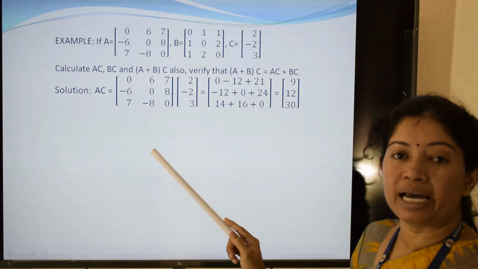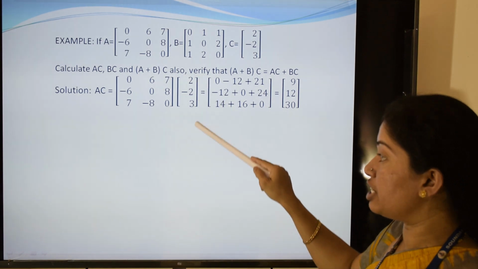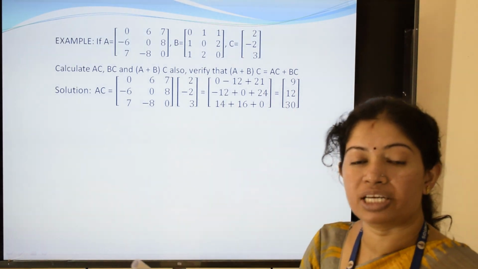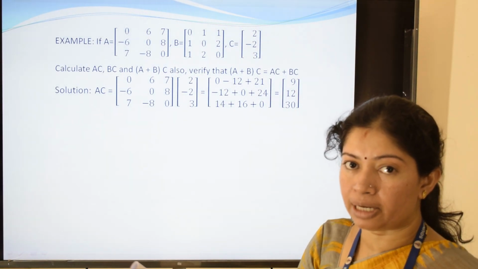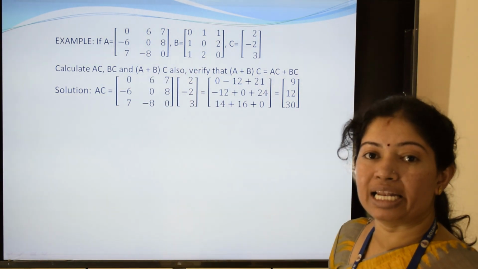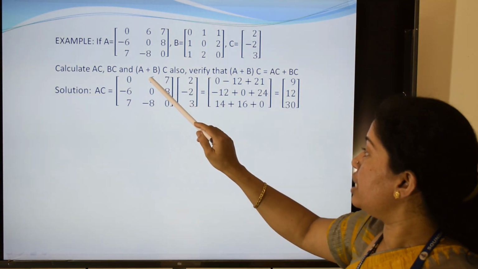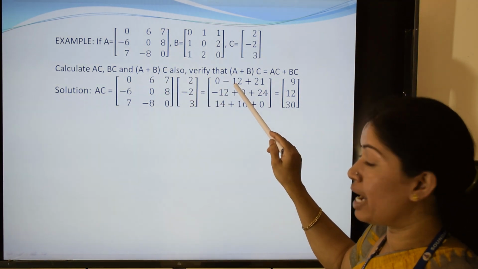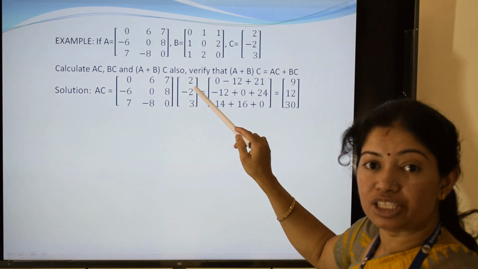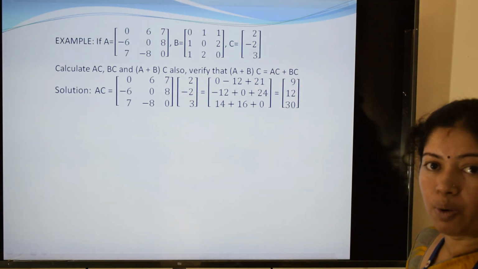So let us multiply now this. So we have taken here matrix A and matrix C, and the procedure is the same, that is row by column method. So take the first row, multiply the corresponding elements of the first column. So 0 into 2, 0. 6 into minus 2 is minus 12. 7 into 3 is 21.